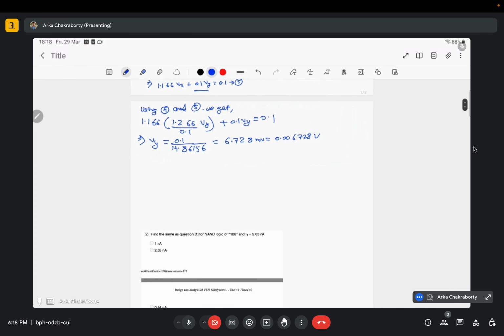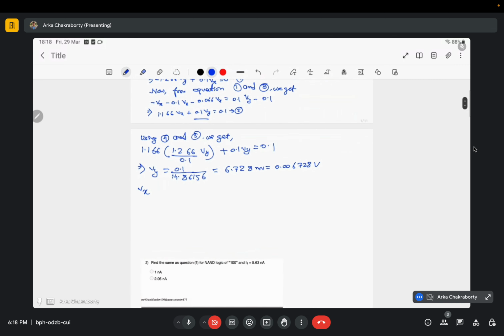Okay. Again, now Vx would be simply from equation number 4. Vx would be how much? 1.266 by 0.1 into Vy, 0.006728, which will come as 12.66 times Vy, that will be 0.0807 volt. So I know Vx, I know Vy. Now I know this is from 4.